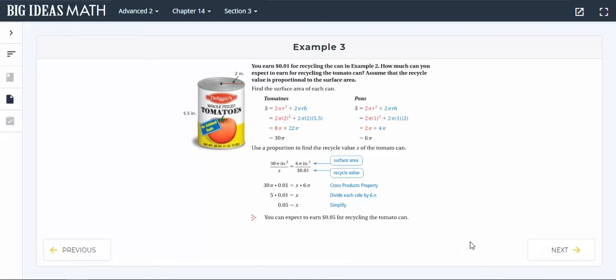So you can expect to earn 5 cents for recycling the bigger tomato can if it's proportional. So if you have any questions on this, you can either rewatch the video or look in your book while you're doing it, because the pea can is on the previous example or in your book at the same time on page 603. So if you think you understand this, you can give an example on your own number 3 a try.